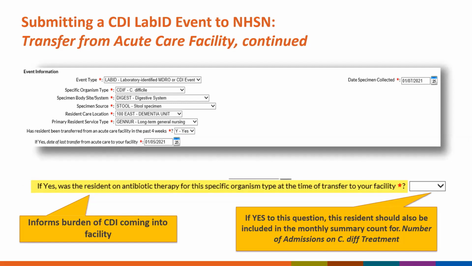You will then need to answer if the resident was on any antibiotic therapy for this specific organism at the time of transfer. If yes, the resident should be included in the admission count for treatment on the monthly summary. As a surveillance measure, this will inform facilities of any CDI burden that is coming into their facility.